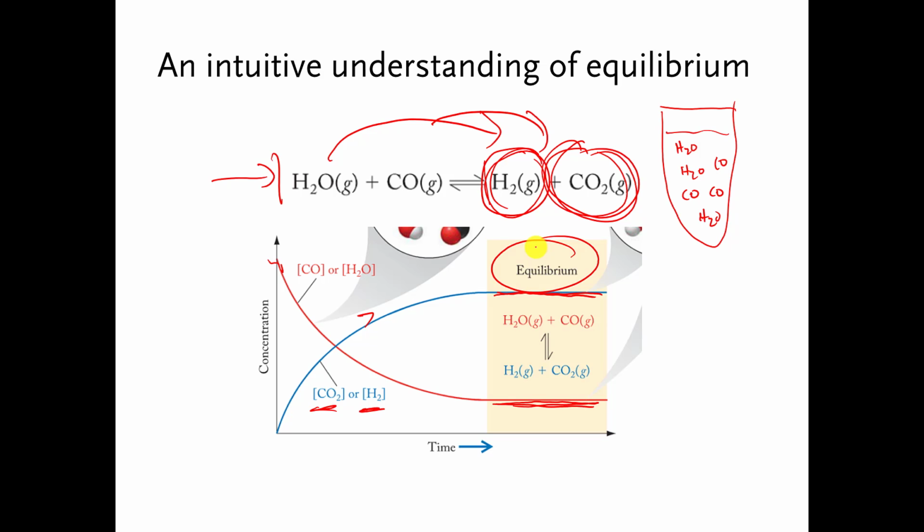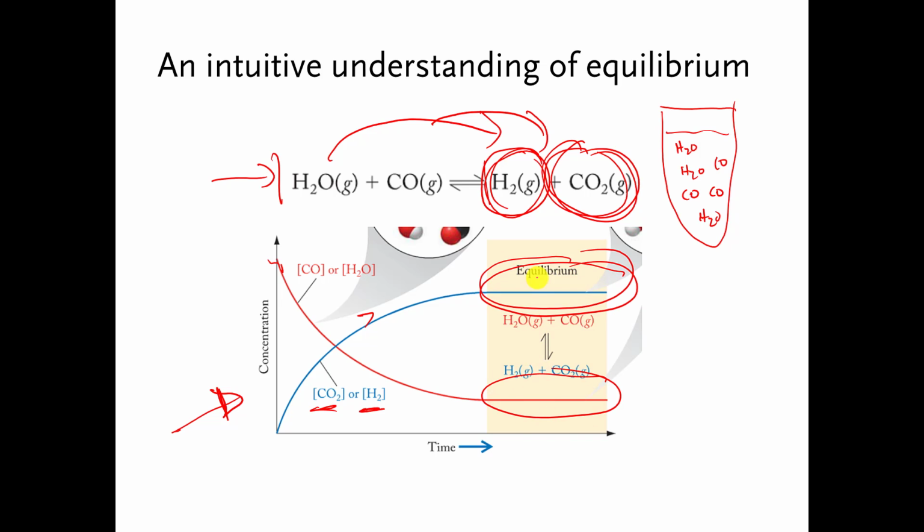So this is one way. If I showed you a graph like this, and I said, where are you at equilibrium? You would look for the parts of the graph where the concentrations stop changing. In other words, where the concentrations are flat as time goes by.